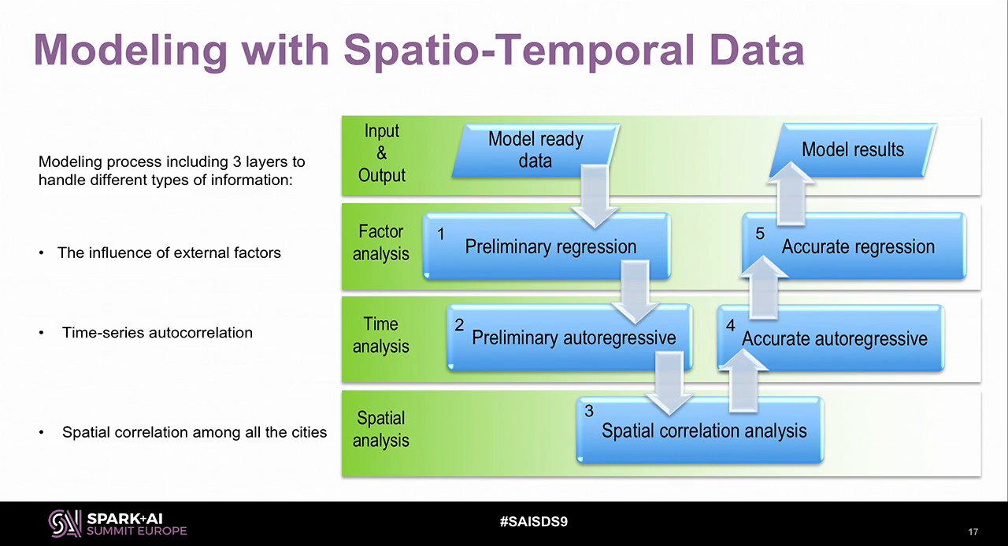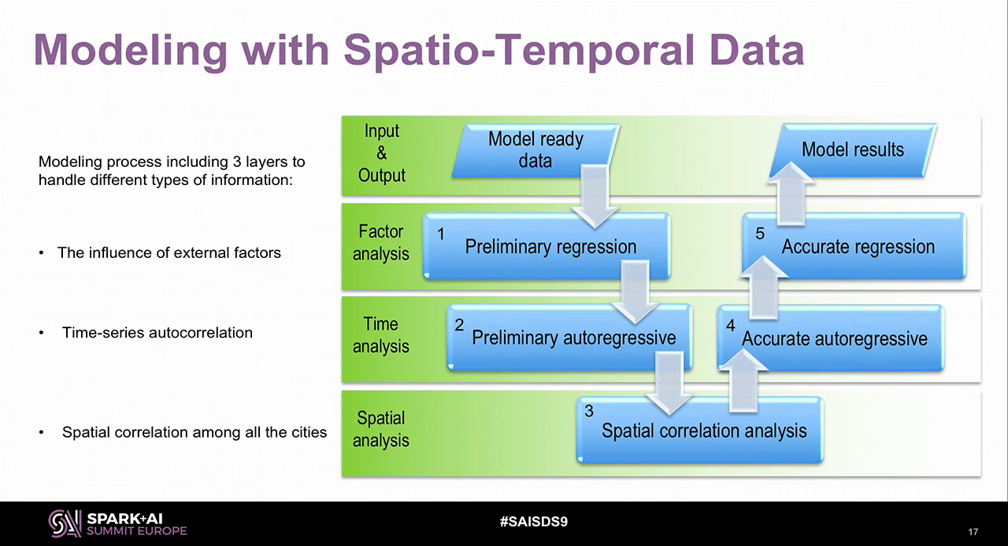With all these data, how do we model the spatial-temporal data to find the patterns? Here I am not going into the detail of the modeling, just showing the structure of the idea we have worked on. The first layer on the top is about the input and output. The model-ready data we mentioned, we already prepared. And the output is our model result. You can see that it's a collection of statistics.